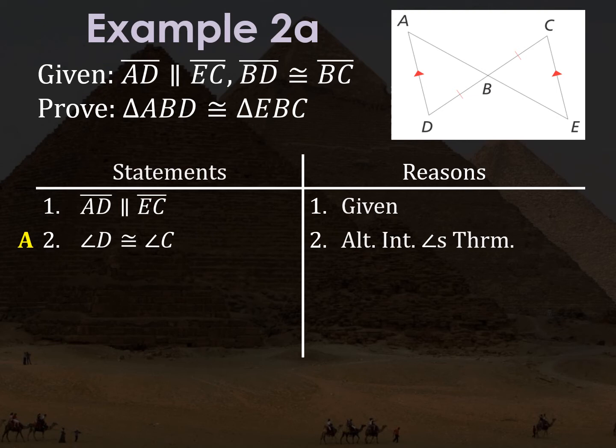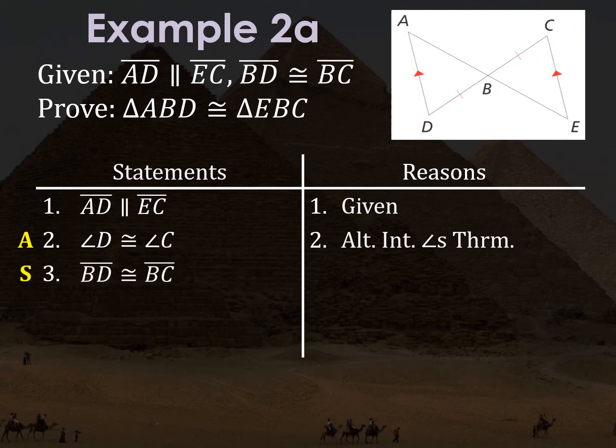So it's harder to see in these pictures, but basically you have a transversal. Those are the two parallel lines. There is the transversal. So according to the alternate interior angles theorem, those two angles, angles D and C, are congruent. So that is why you're given the parallel lines. Whenever you see parallel lines, look for something like alternate interior angles to get you one pair of congruent angles.